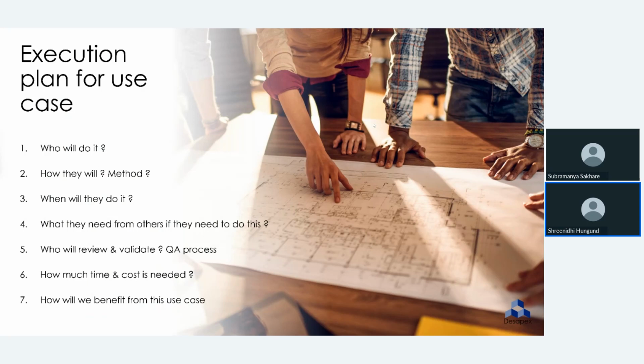If an architect has to do an overall coordination of a project, they have a dependency on MEP consultants giving their MEP models. So when it will be given, in what format it will be given, who will review and validate, the quality assurance process, how much time and cost is required, and who will benefit from this use case. I think this is the major point which we have to address in an execution plan.